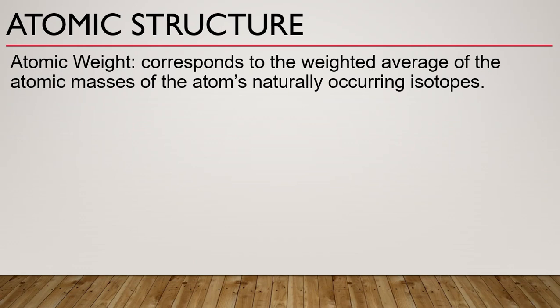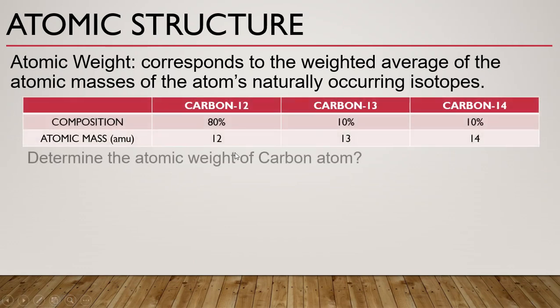Okay. The atomic mass unit may be used to compute the atomic weight. Yung atomic mass unit na nakuha natin kanina, which are 12 AMU, 13 AMU, 14 AMU, pwede natin itong gamitin to compute the atomic weight. Again, let us assume na yung composition na gagawin natin is 80% ng carbon 12, 10% ng carbon 13, and 10% ng carbon 14. We will now determine the atomic weight of our carbon atom.